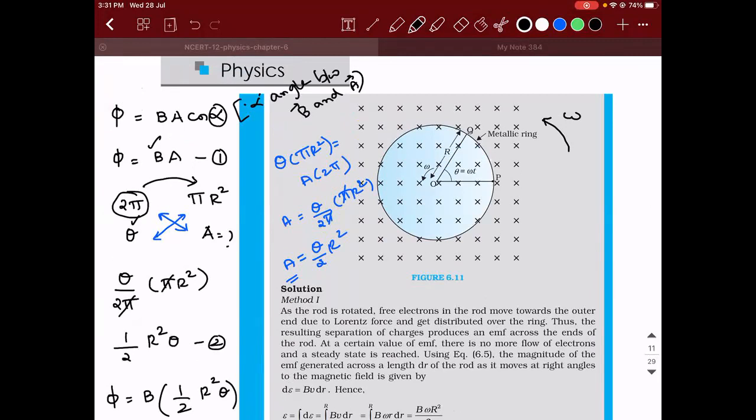Okay. But since here we have taken this angle swept as theta, that angle is what I use to calculate the area. So theta is different and alpha is different. I hope you could understand it. Yes, I understood. Okay.